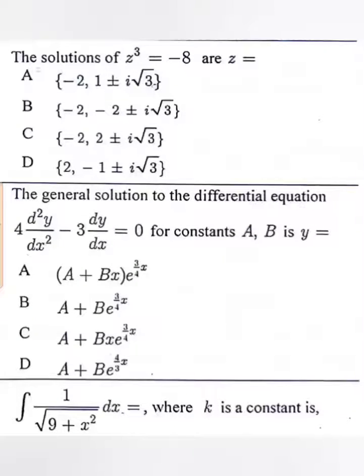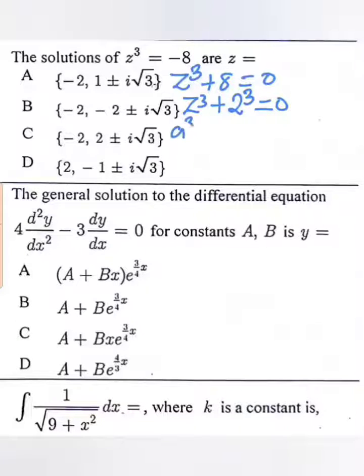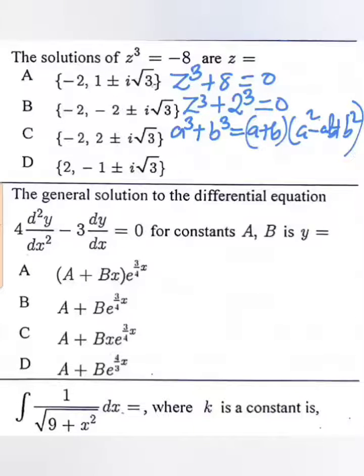In the next question, we have the solutions of z cubed equals -8 as z equals, and we have these options. Actually, to solve this problem, we can do it algebraically, or we apply De Moivre's theorem. If I want to do it algebraically, I will have z cubed plus 8 equals 0, so that z cubed plus 2 cubed, because 8 is 2 cubed, equals 0. And then we can apply the identity for sum of two cubes: a cubed plus b cubed equals a plus b into a squared minus ab plus b squared. So we have this identity.